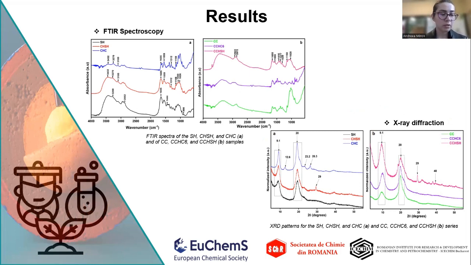The most important bands in chitin are for the amine 2 group at 1550 and 1370. And in X-ray diffraction, we have the characteristic peak. And in the case of chitosan from the shrimp shell, we can see here at 29 and 40 degree, the characteristic peaks for the calcium carbonate.